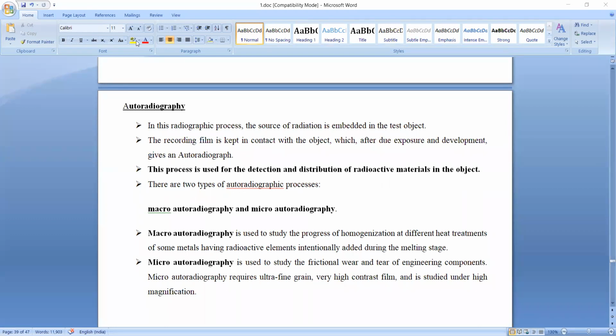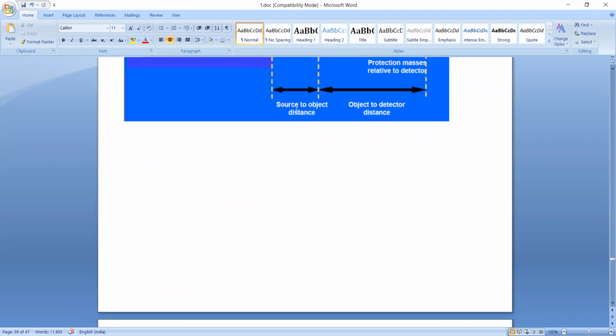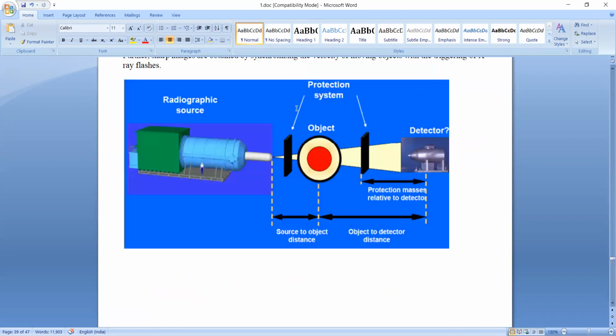Okay, good morning, one and all. Today we'll discuss different types of special radiographic techniques and safety aspects in radiography. These two are the remaining topics in the first unit. We will complete them today. Yesterday I explained two radiographic techniques, flash radiography and micro radiography.